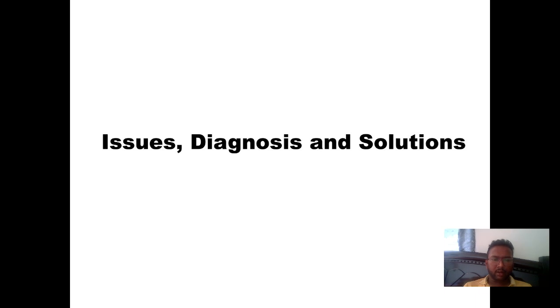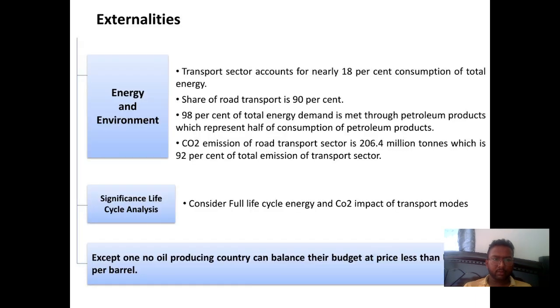Issues, diagnosis and solutions. Externalities, energy and environment. The transport sector accounts for nearly 18% of the consumption of total energy. The share of road transport is 90%. 98% of the total energy demand is met through petroleum products, which represents half of the consumption of petroleum products. CO2 emission from the road transport sector is 206.4 million tons, which is 92% of the total emission of the transport sector.